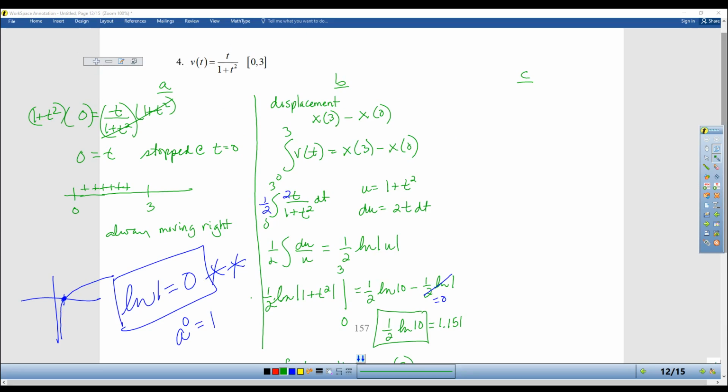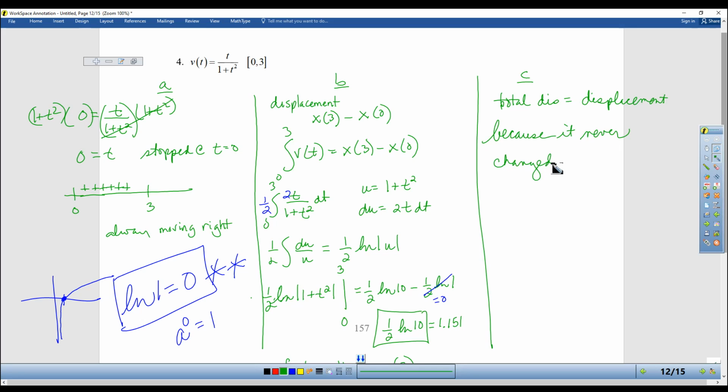Part C, you're going to love this. Nice and easy. I'll draw my line, but I don't need it. Its total distance equals the displacement. Why? Can you answer this question? Why? Because it never changed direction. So the total distance is equal to 1/2 the natural log of 10, which was approximated by 1.151.